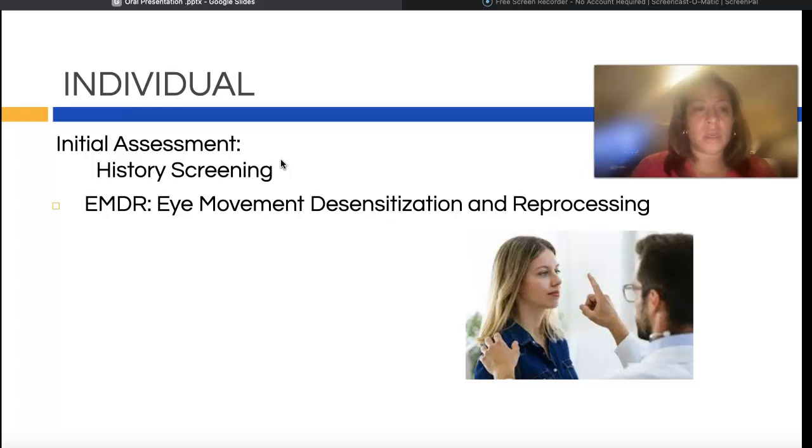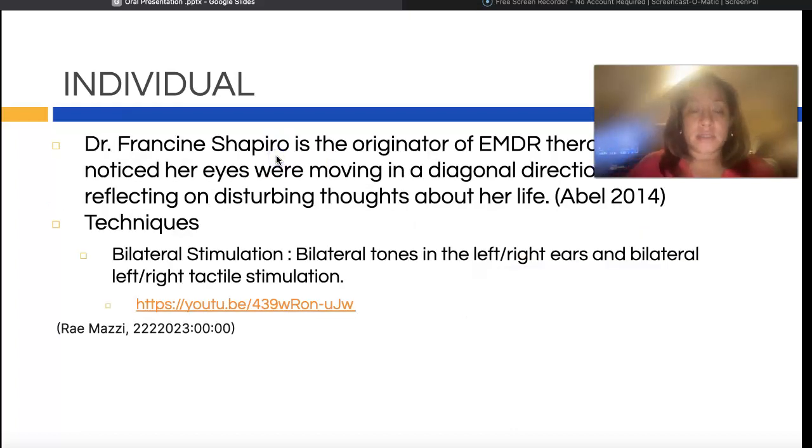Now, EMDR means eye movement desensitization and reprocessing. Dr. Francine Shapiro is the originator of EMDR therapy. Sometime in 1987, she noticed her eyes were moving in a diagonal direction while she was just walking, reflecting on disturbing thoughts about her life. And being the exploratory person that she is, she started to really dig into why that occurred.